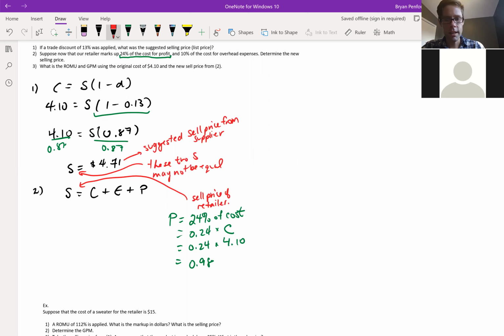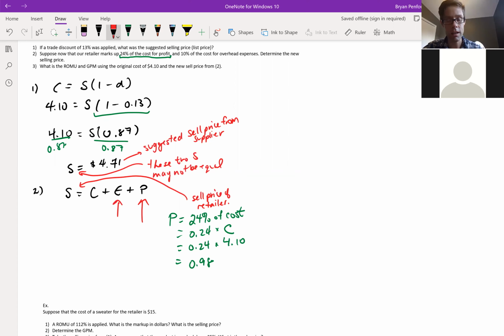Okay, so that's how we calculate capital P. The next thing we need to figure out is how to calculate the numerical value we're going to use for our overhead expenses. So this is a markup. This is a dollar amount that's added to our cost that accounts for expenses.